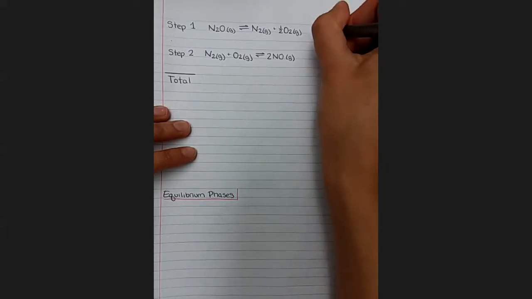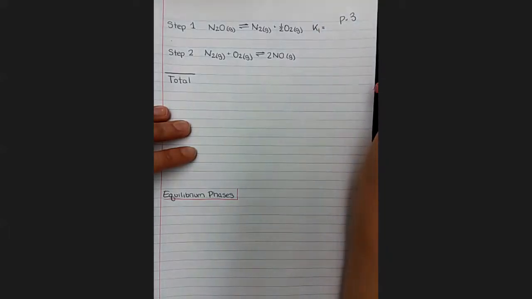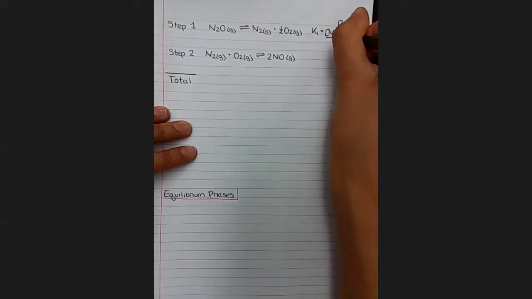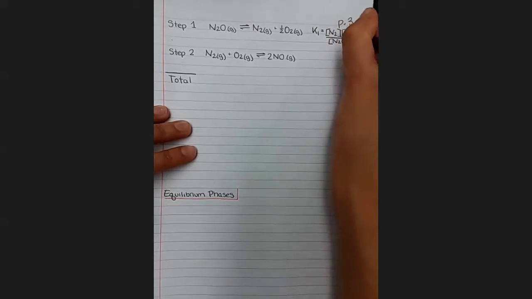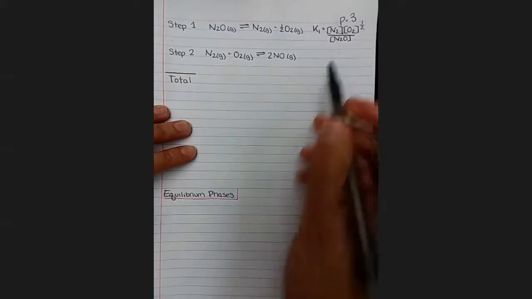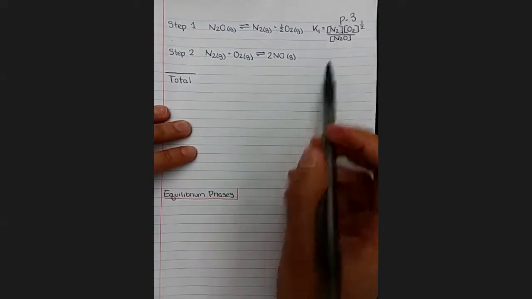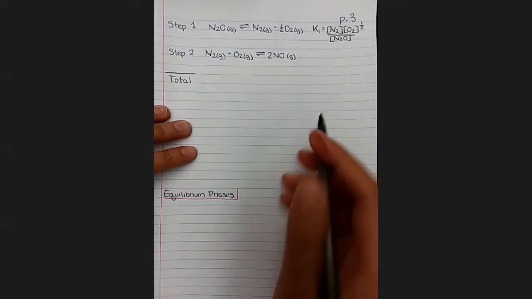So if we want to write K1, our equilibrium constant, we'll include concentration of N2 times concentration of O2 to the 1/2 over the concentration of N2O. And again, these are all gases. We could write them as pressures if we wanted to. I just like to write them as concentrations.